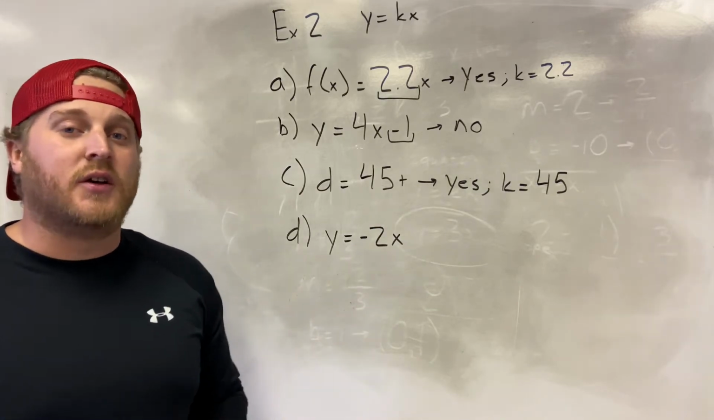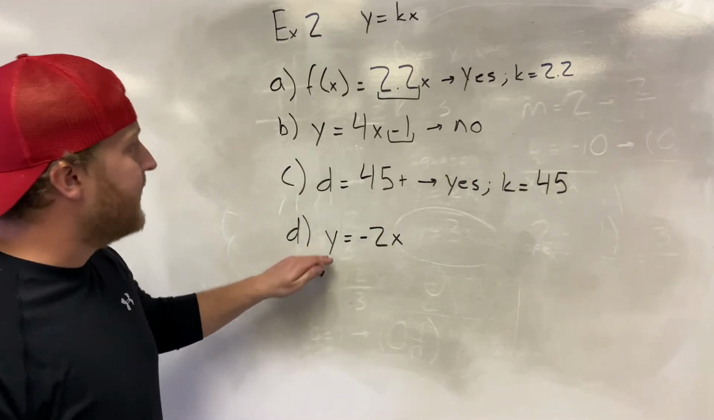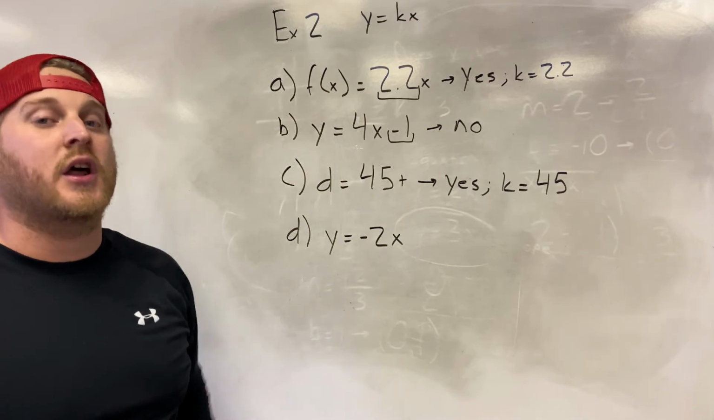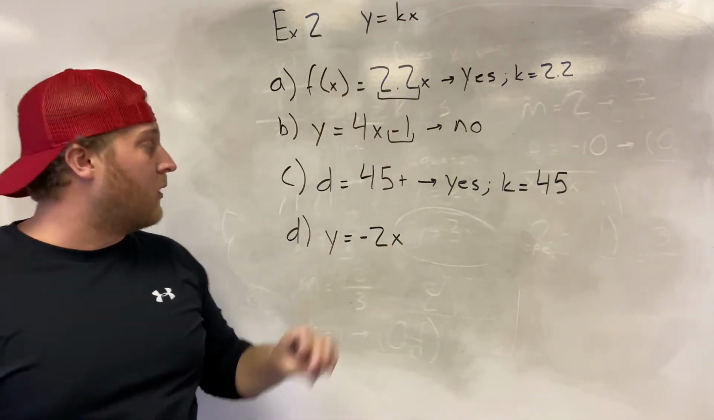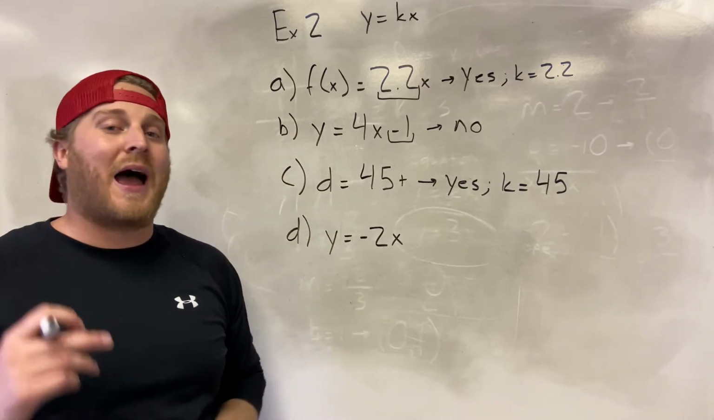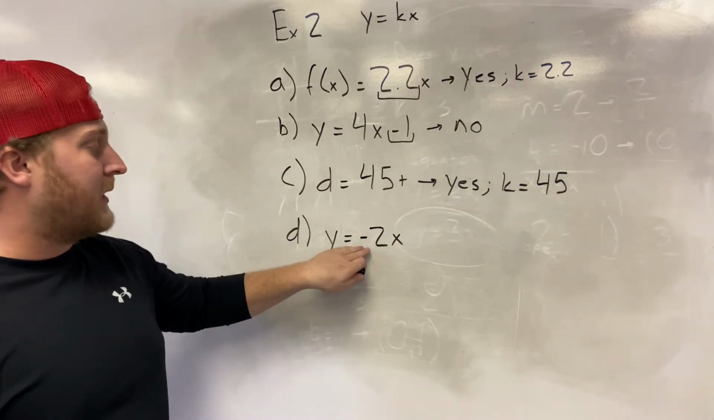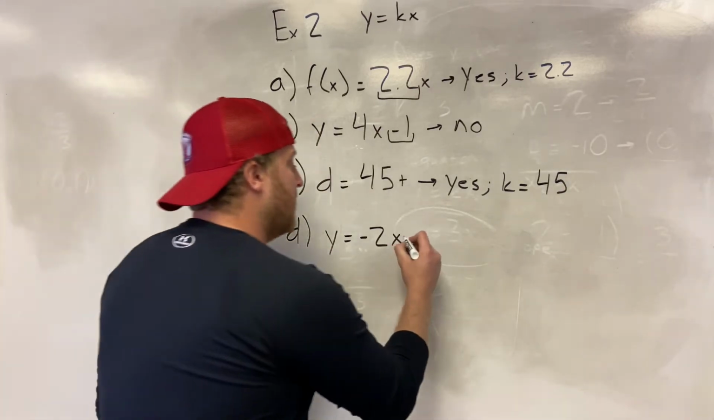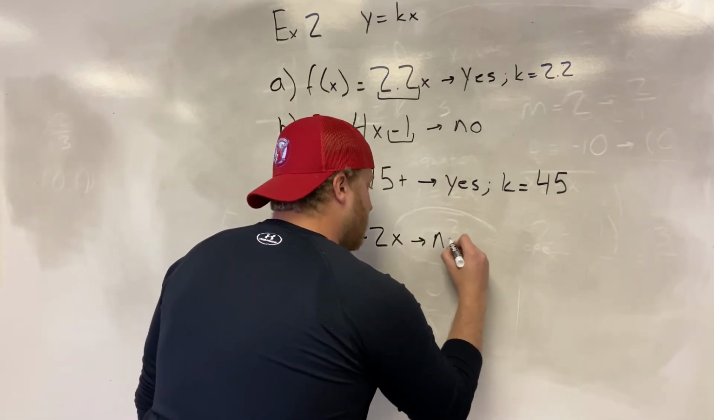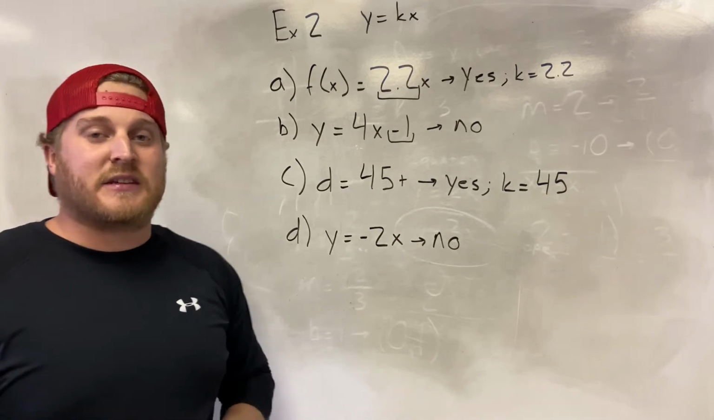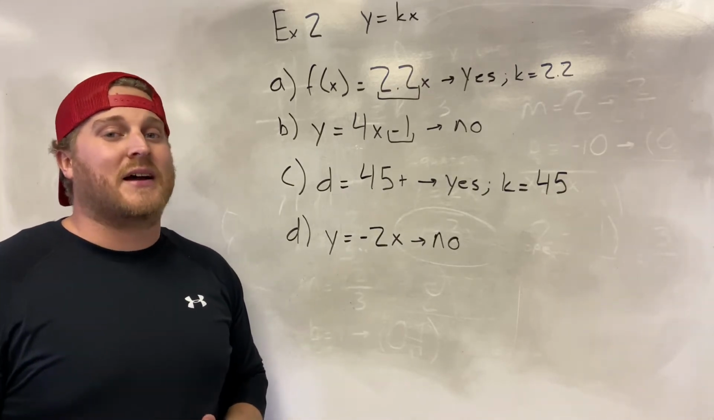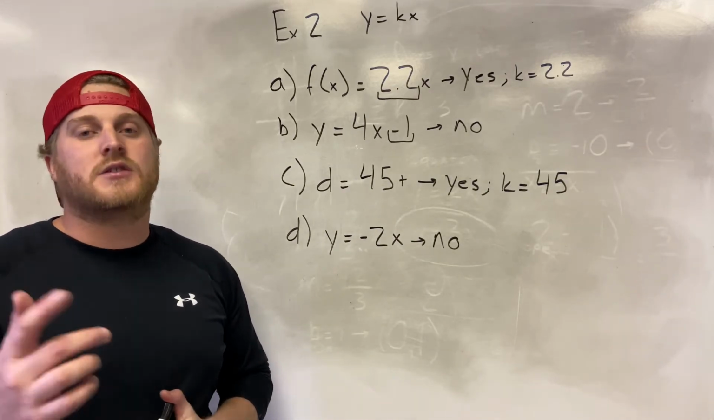Let's look at letter D. Now, letter D is a little bit tricky, okay? It kind of looks like the direct variation, but our direct variation, the number k, the number that's attached to the variable, has to be positive. So because this is -2, this is going to be no. This is not a direct variation because the number that's attached to the variable after the equal sign is a negative.